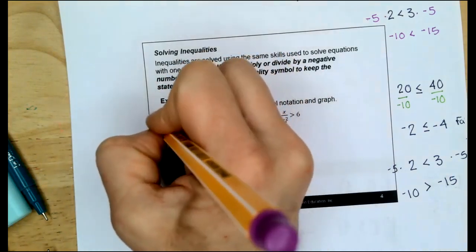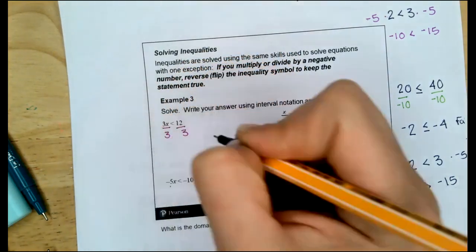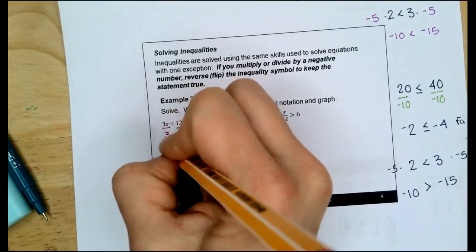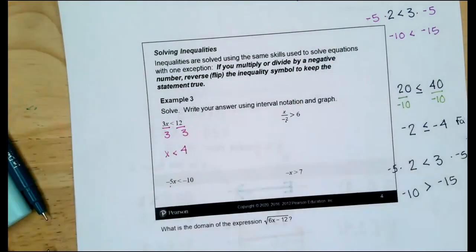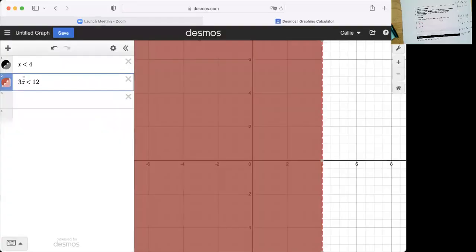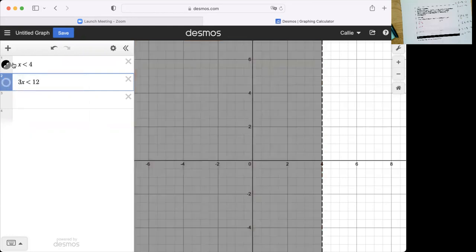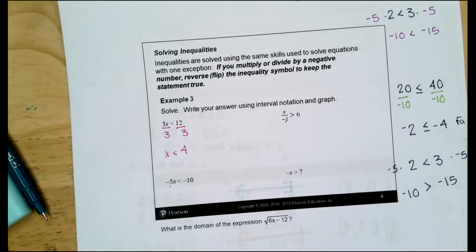3x is less than 12. I want x alone, so I'm going to divide by 3. X is less than 4. Good. You can put this into Desmos. So when I put it into Desmos, 3x is less than 12 looks like this red shading with the dot. So it includes all of those answers. If I remove that, x is less than 4 covers the exact same space. So it's a way to check your answer.